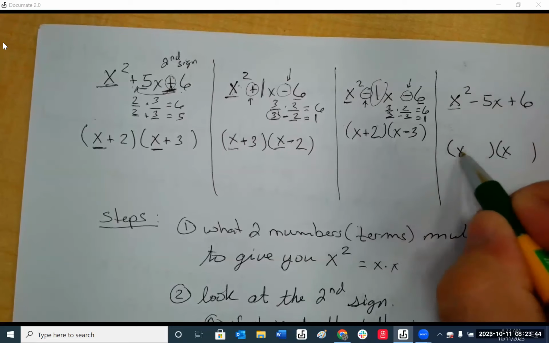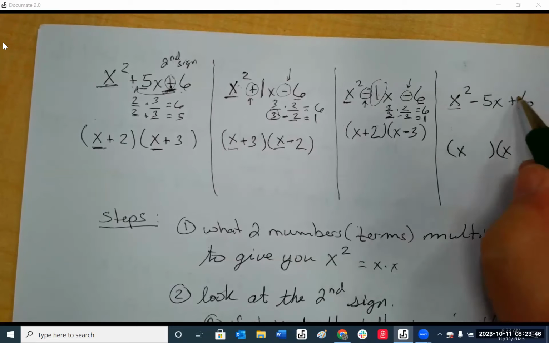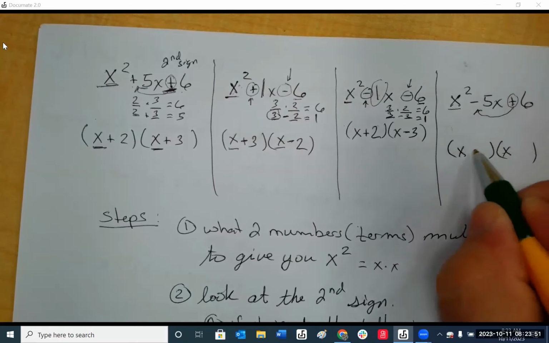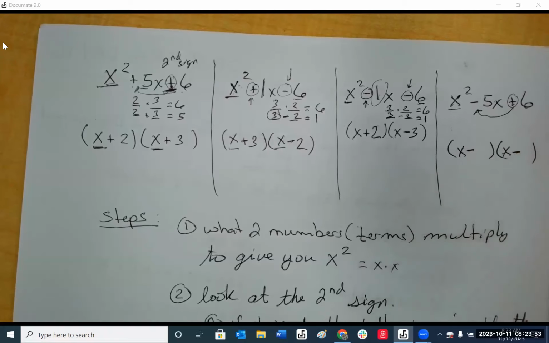What makes up the first term? Look at the second sign. It's a plus, so they're both the same. It's whatever that is, so they're both minus.